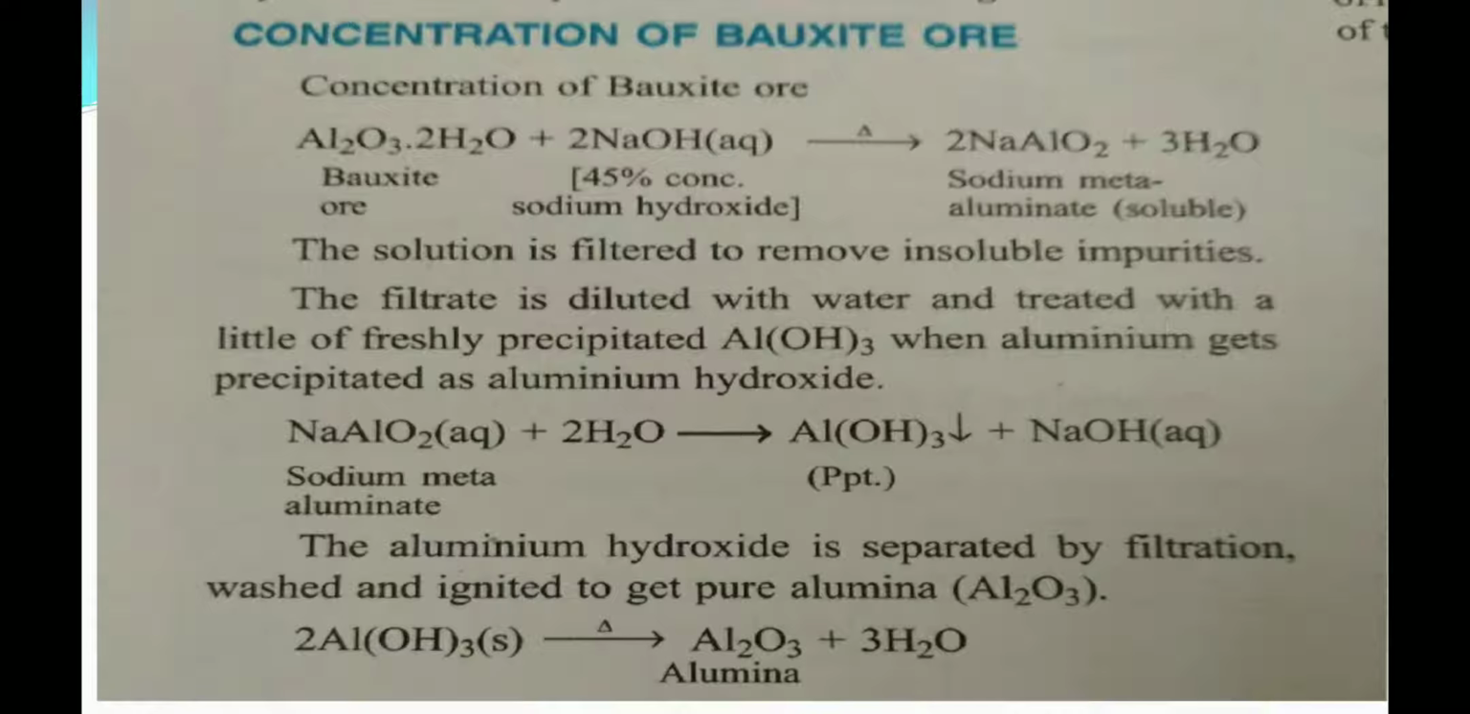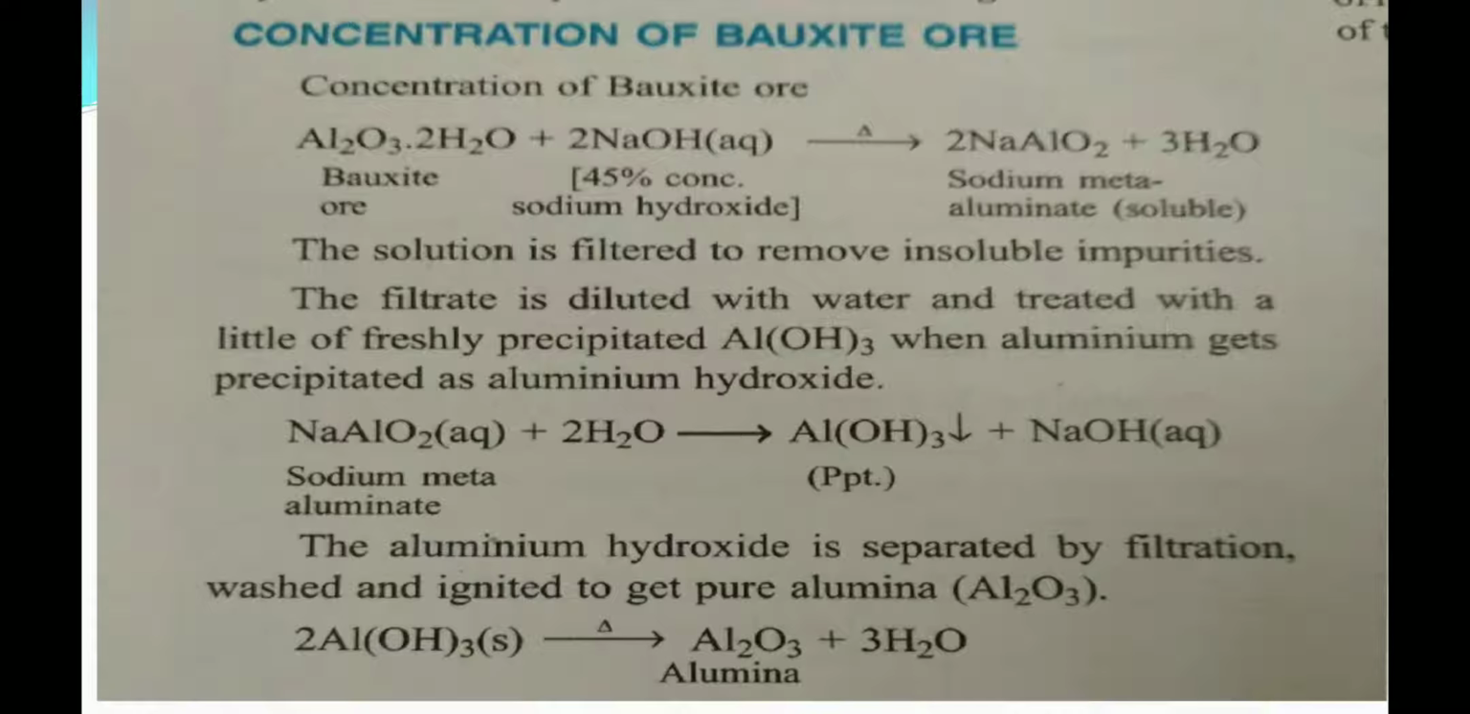The filtrate is diluted with water and treated with a little freshly precipitated aluminum hydroxide. When aluminum gets precipitated as aluminum hydroxide, the reaction is like this: sodium meta-aluminate plus water gives aluminum hydroxide, a precipitate, plus aqueous sodium hydroxide.